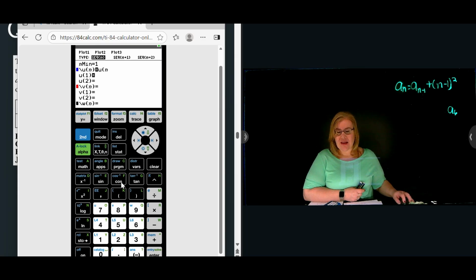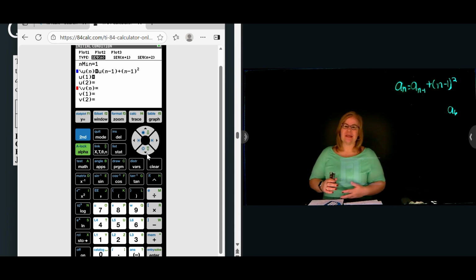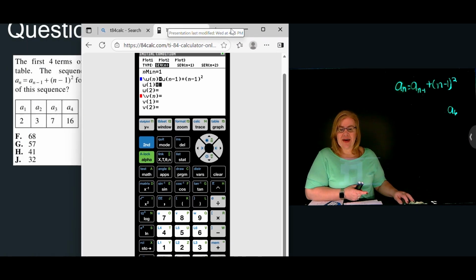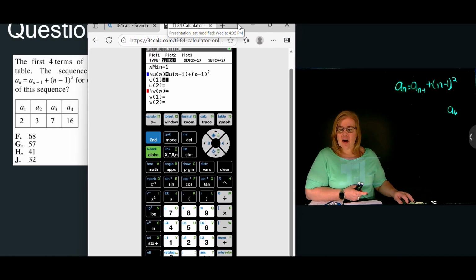So I press N minus 1 parentheses. Now let's finish up over here, plus parentheses n minus 1 squared. All right, so now I also need to tell it what my first term was. My first term is what? Let's see. Let's move this real fast. Put this in the middle. All right, so my first term is 2. So I'm going to put 2 here and enter.